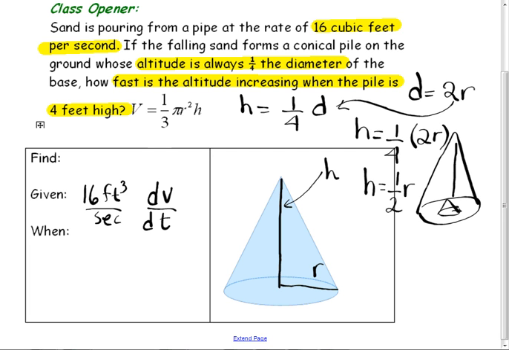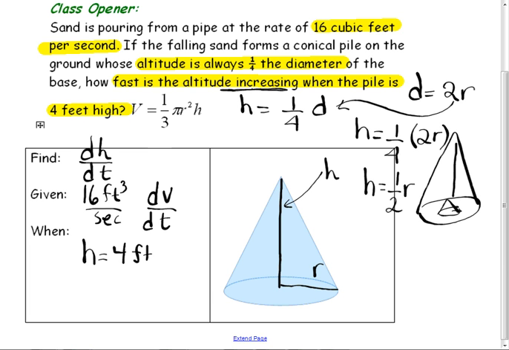Okay. How fast is the altitude increasing? What's that question asking me? I want the change in what? Volume. That's right. Altitude, change in height as time changes. And it says when the pile is 4 feet high. What is 4 feet? H. H equals 4 feet.